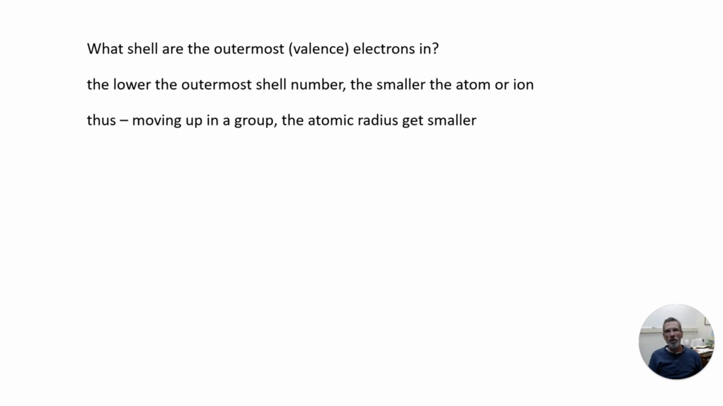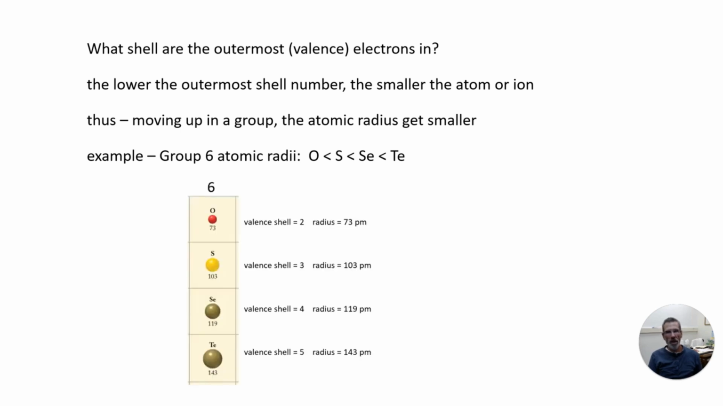So as we move up in a group, the atom is going to get smaller. As an example, if we compare the chalcogen group, oxygen with its outermost electrons, its valence electrons in shell 2, is going to be smaller than sulfur, which will then be smaller than selenium and tellurium. Sulfur's outermost electrons are in shell 3, selenium's in shell 4, and tellurium in shell 5. And we see that borne out in the measurement of the atomic radii of each of these elements.